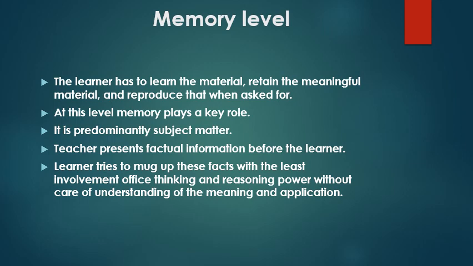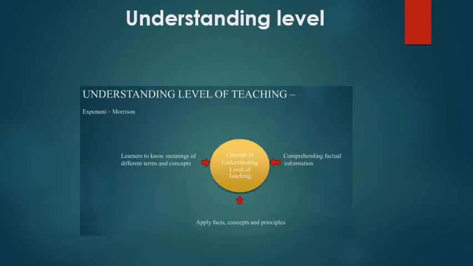It is predominantly subject matter. The teacher presents factual information before the learner. The learner tries to mug up these facts with the least involvement of his thinking and reasoning power, without care of understanding of the meaning and application. Understanding level. Understanding level describes how the teacher understands the student's knowledge on the concept or topic discussed. The ways to understand the student's knowledge are by conducting exams and by asking questions.